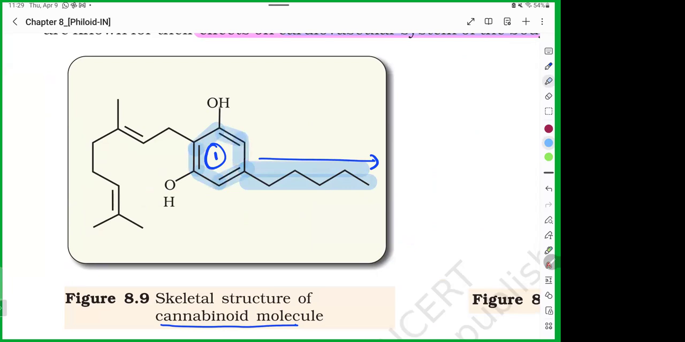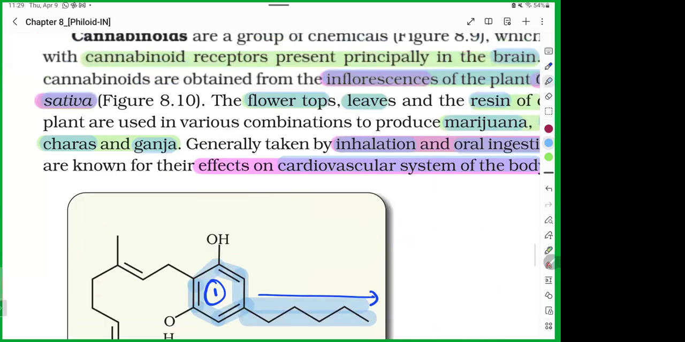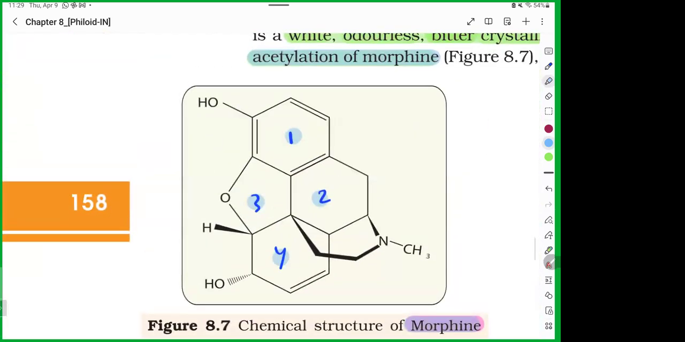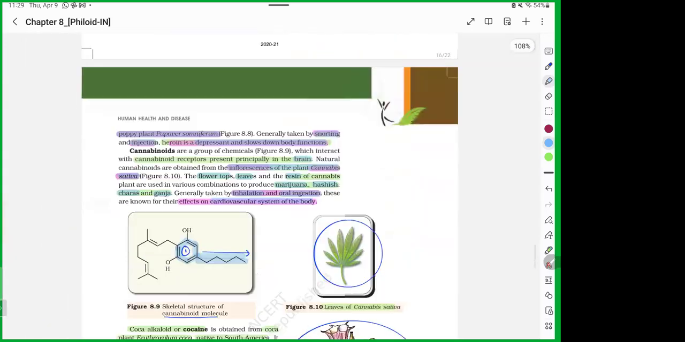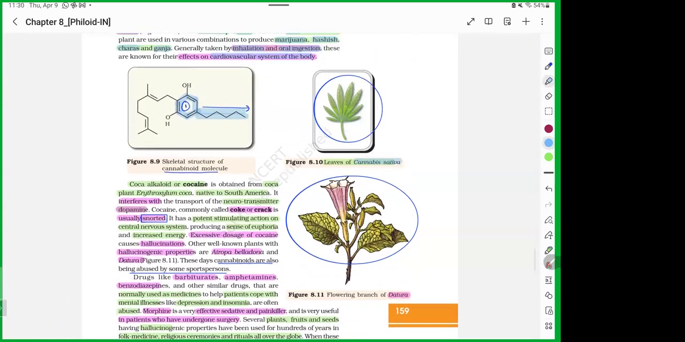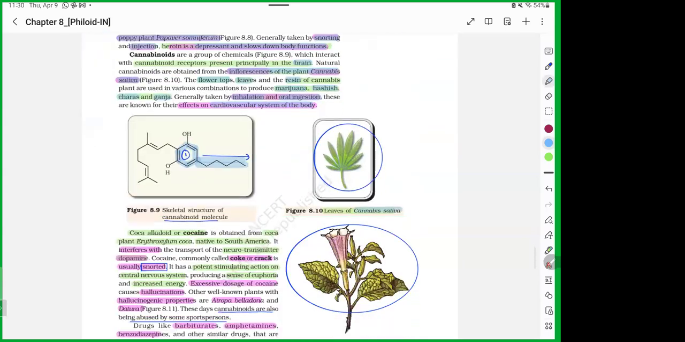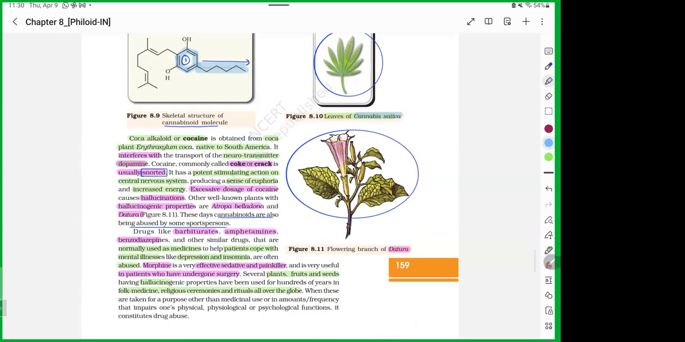Correct? There is only one ring, but one ring and expanded structure. But in case of morphine, four ring and compact structure. Correct? And leaves of the cannabis sativa. They have latex of the poppy plant, leaves of the cannabis sativa. Diagram is really, really important in this case.